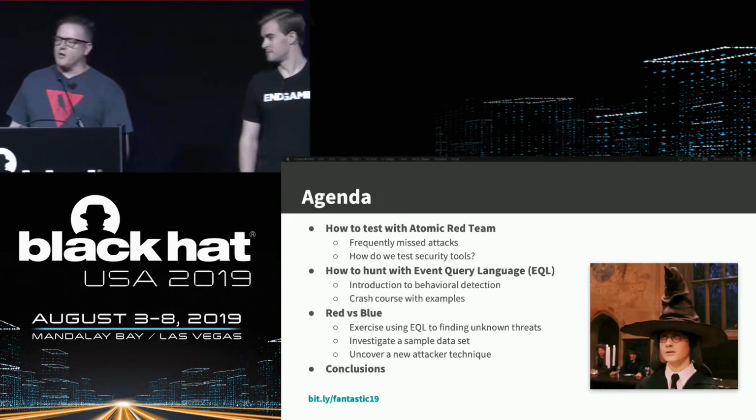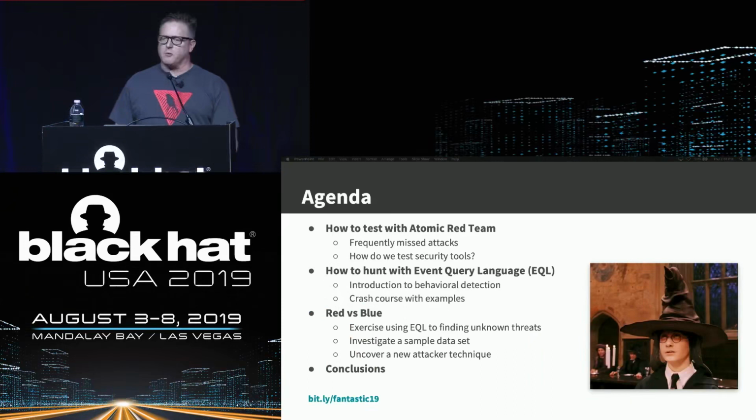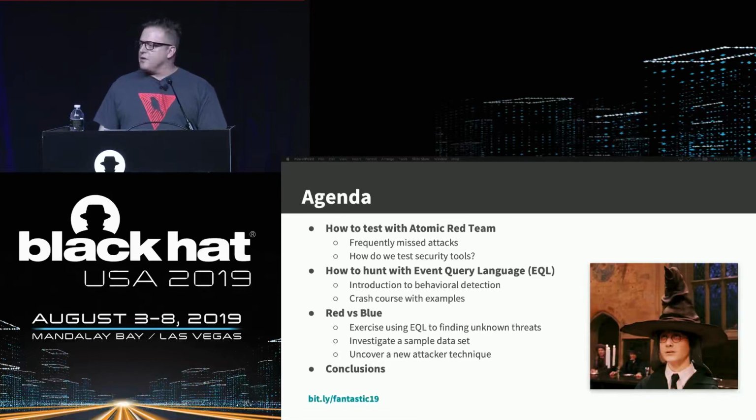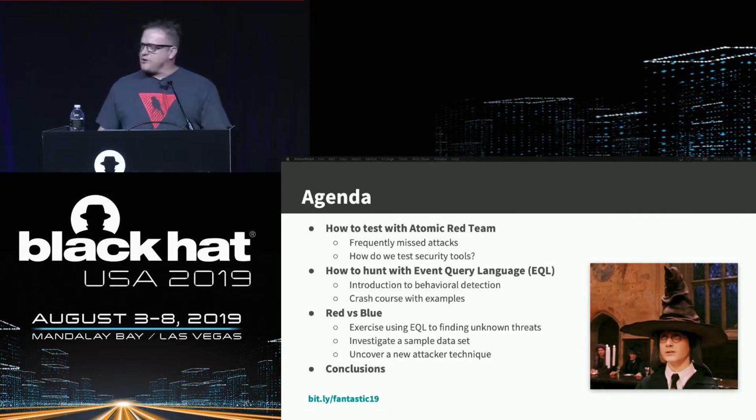So real quick, so you have an agenda, we're going to be talking about really 4 major themes during this talk. We're going to share a little bit about Atomic Red Team, what it is, how we see defenders using Atomic Red Team. Then we're going to take a deep dive into the event query language, or EQL, and we're going to look at the syntax, structure, and how to build queries to search through endpoint data. And then we're going to go through an exercise, which is red versus blue, that Ross and I created in order to test some of the theories we had.